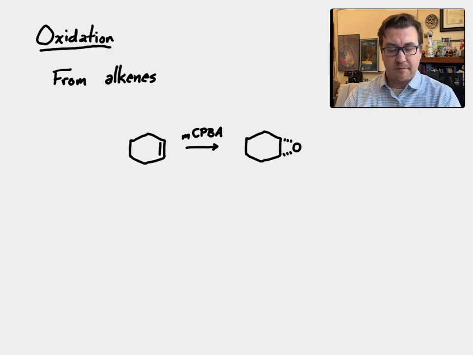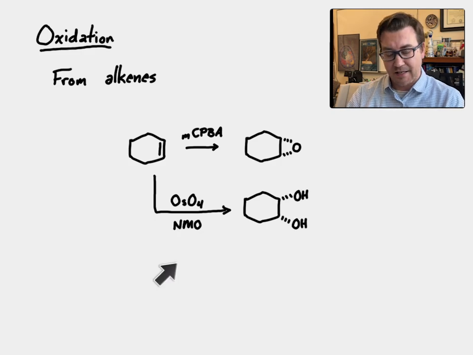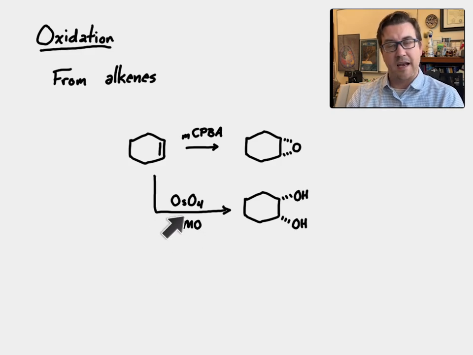If instead of trying to make an epoxide, you want to just oxidize by making carbon-oxygen bonds, you can also do that. So using osmium tetroxide and also with NMO, we'll see why we use that, it makes it a little less toxic, you can get these diols. Note that this diol is a syn diol, so these two alcohols are on the same side of the molecule.